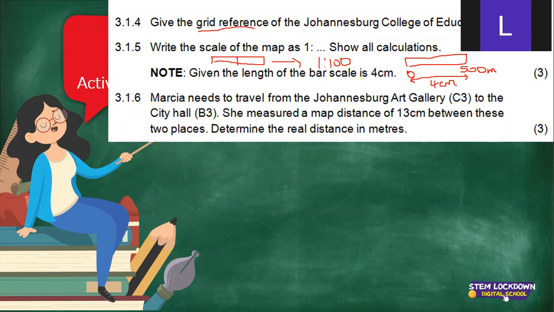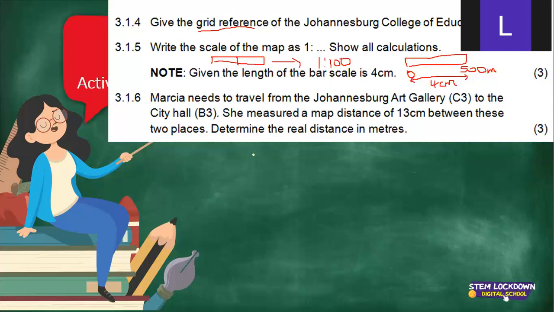Okay. Since I don't have much time, I need to continue, right? But I'm still expecting my answers. Okay, so in this case, you know that the format on the left-hand side represents your map distance. This one represents your actual distance.